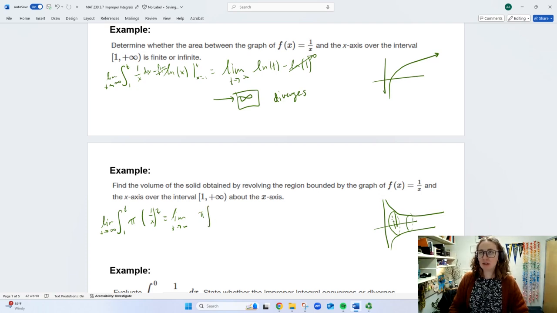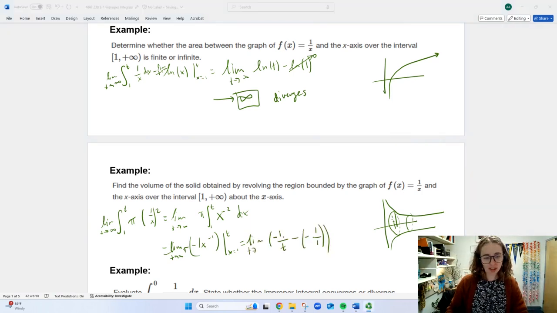This is x to the negative 2. So if I take my antiderivative of that, I will get x to the negative 1 because I'm adding 1, and then dividing by that new exponent. And I still have my limit as t is approaching infinity right here. This is from x equals 1 to t. So if I plug in those values, I'll actually get this because x to the negative 1 is 1 over that x, and I'm plugging in t and 1.